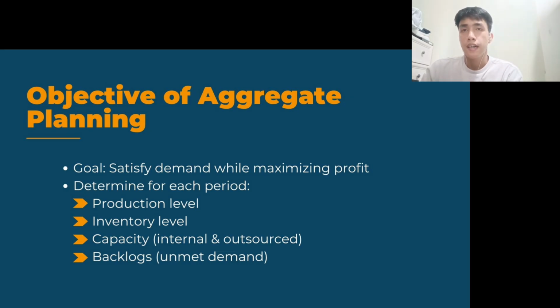For example, imagine natin na yung isang clothing company, kapag mataas yung demand sa December dahil sa Christmas season, pwede silang mag-produce ng mas marami before December, kaya mag-store ng inventory, o kaya mag-hire ng temporary workers, or mag-outsource. Kung kulang talaga, may ibang orders na madedelay or yung backlogs. Lahat ng desisyon na ito, ginagawa nila para ma-meet yung demand, pero at the same time, ma-maximize nila yung profit at maiwasan nila yung unnecessary cost.